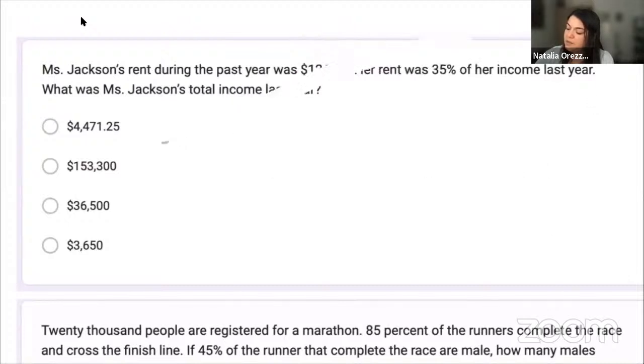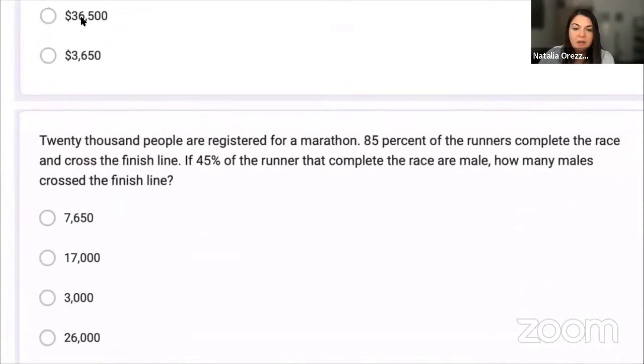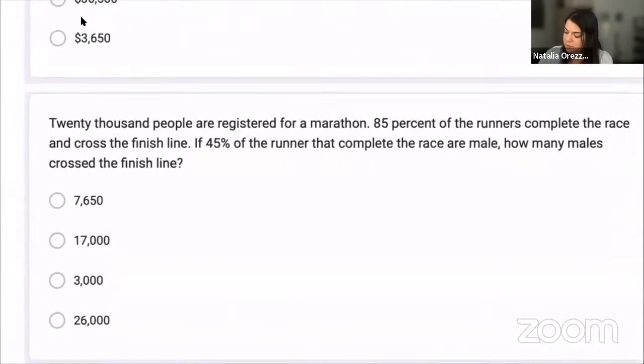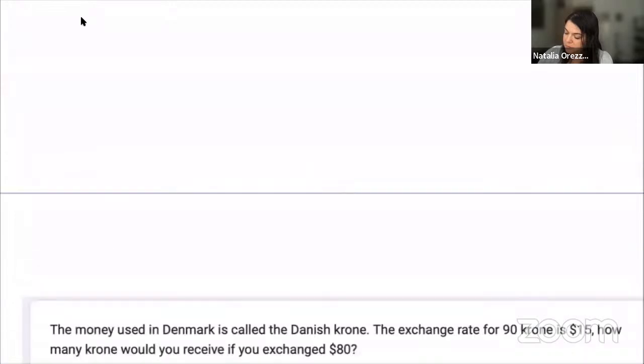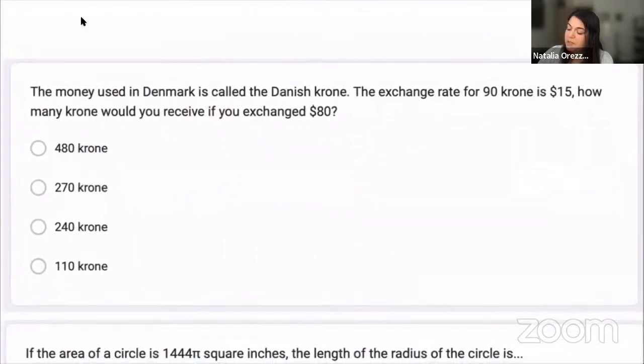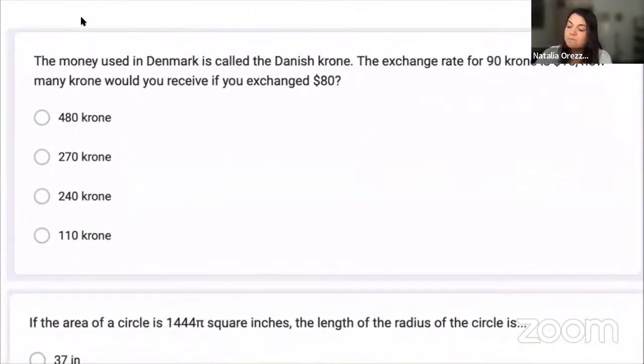All right, let's go ahead and look at a different kind of question. So that's also a percent question. Let's go ahead and do this one. So this question says, the money used in Denmark is called the Danish krone. The exchange rate for 90 krone is $15. How many krone would you receive if you exchanged $80?